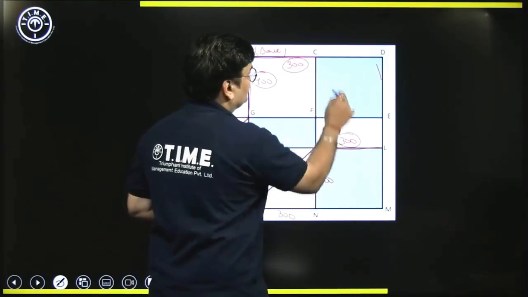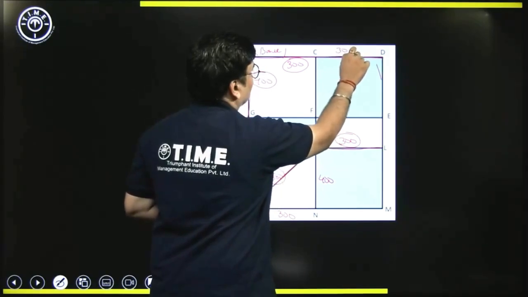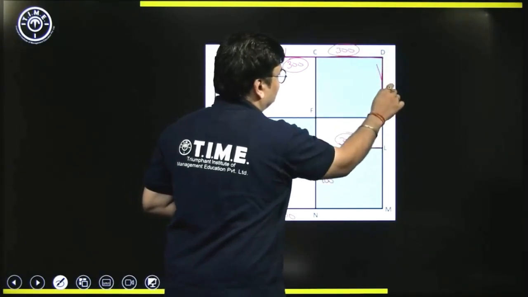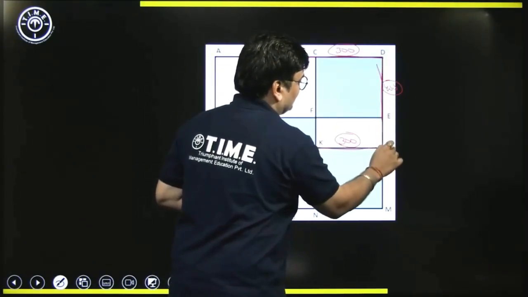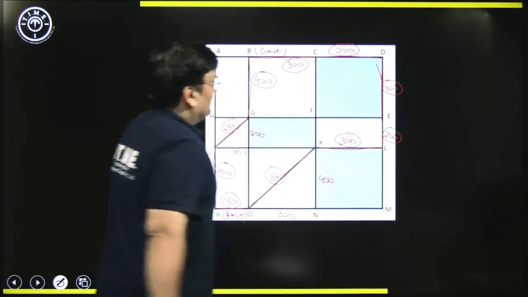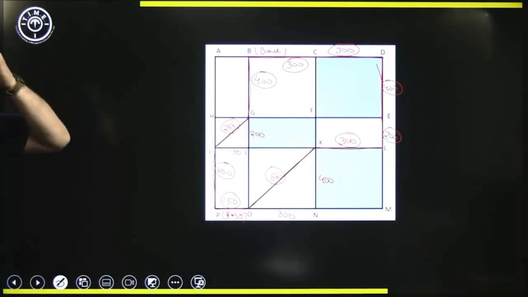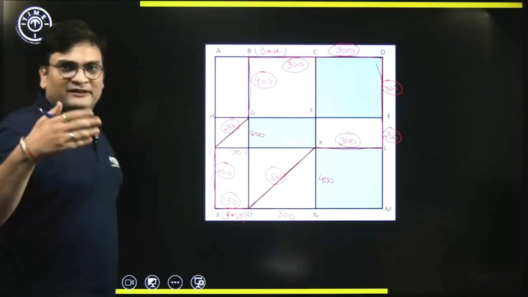Then he will move again, this is also 300. And this is 400. And this is 200. So this will be the shortest path that he can travel on. So let's add up all the values to get to our answer.